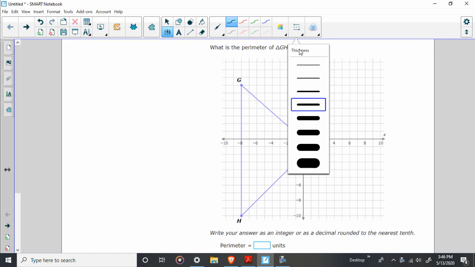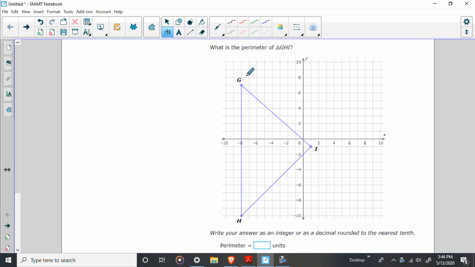So the first thing I want to notice about this is they're asking me for the perimeter of triangle GHI. Now, very nicely, this side right here goes from positive 7 to negative 10. So we know that that's 17. If you want, you can count the boxes, okay? But again, it goes from positive 7 down to negative 10, that's 17. It looks like it's an isosceles triangle. It is not, okay? Notice that there are 9 on this side and only 8 on this side. So we need to find GI and IH.